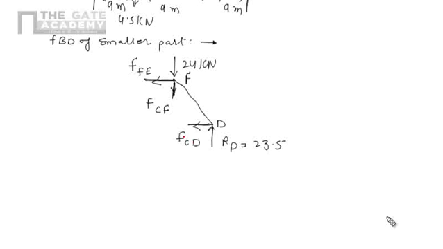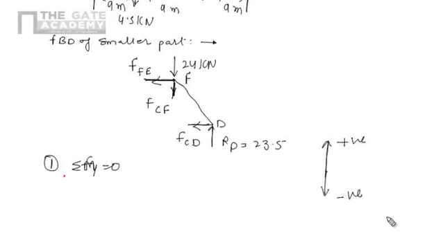So these are the forces we are having right now, and we are interested only in the force in the member FC. So directly by applying the equilibrium condition, that is, the algebraic summation of all vertical forces should be 0. Here in the vertical direction we are having positive and negative.